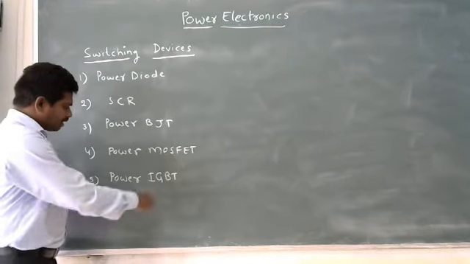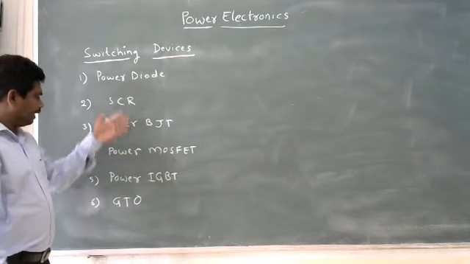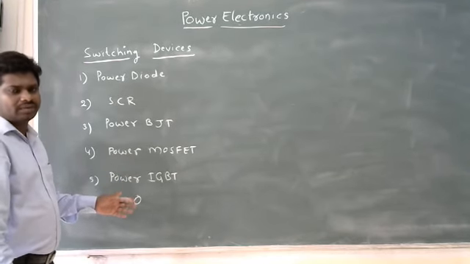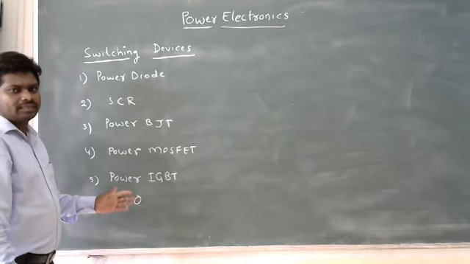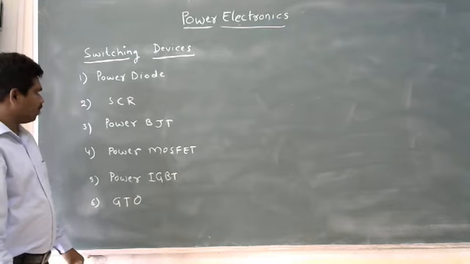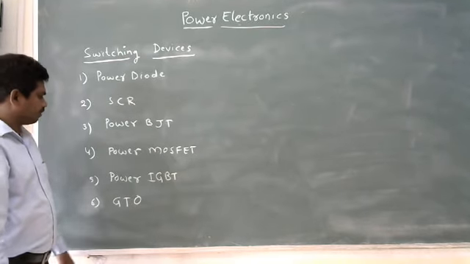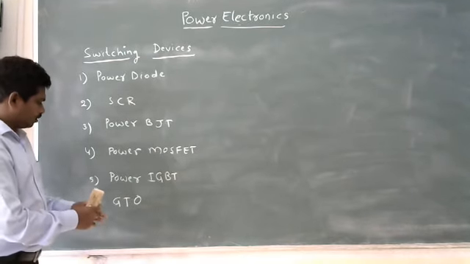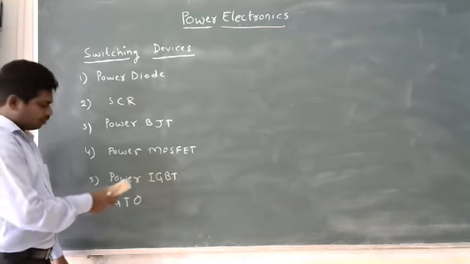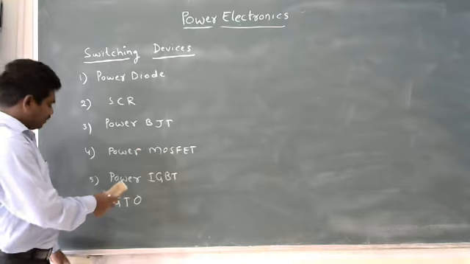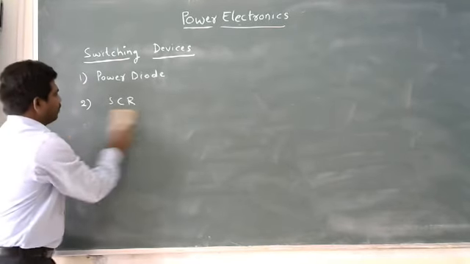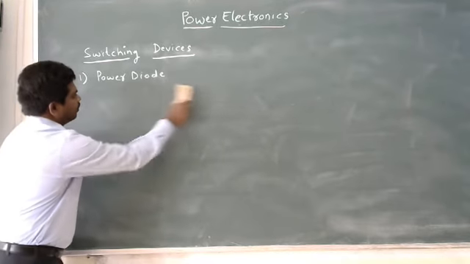In all the cases, these are the main devices which we are using in our power electronics to convert the electrical energy from one form to another form. Okay, now all different types of devices we will take one by one. First of all, we will take a power diode. In every device, I am going to discuss a few things.